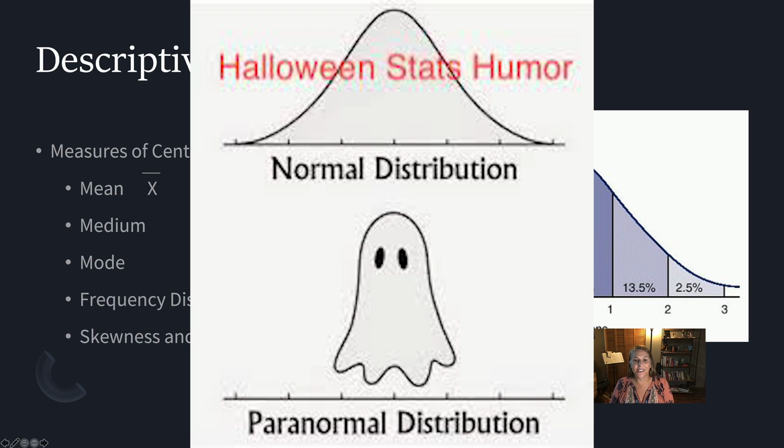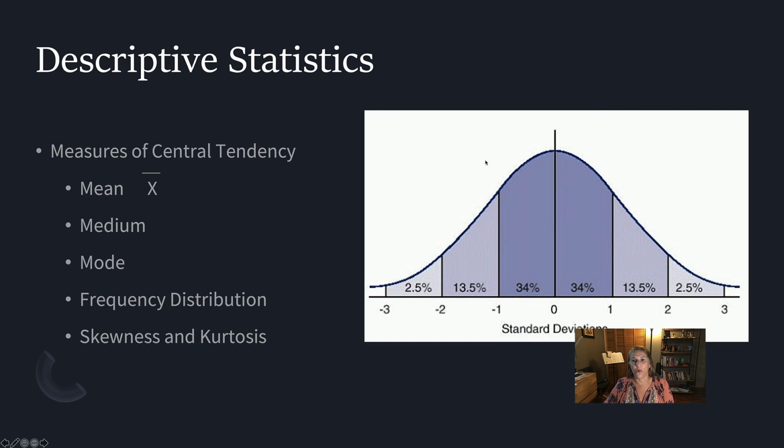So when I give a test, the majority of the scores should be clustered around this high point, or this average, or this C range. I know you as students hate hearing that, but that's normal. That is what we call average.